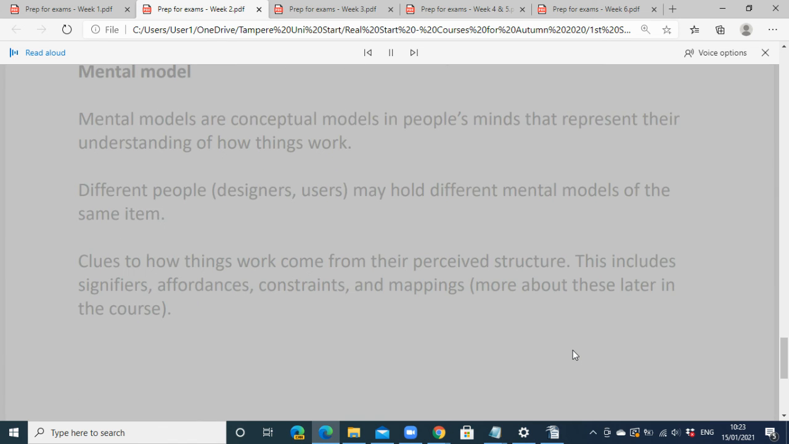Mental model: mental models are conceptual models in people's minds that represent their understanding of how things work. Different from designers, users may hold different mental models of the same item. Clues to how things work come from their perceived structure. This includes signifiers, affordances, constraints, and mappings. More about these later in the course.